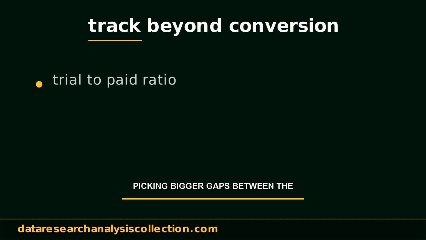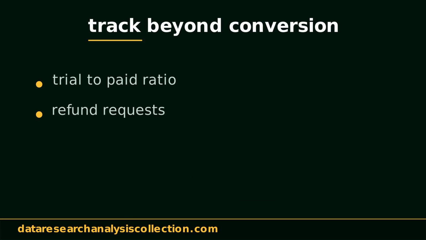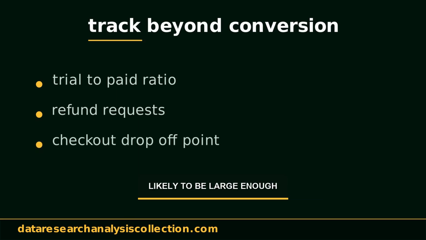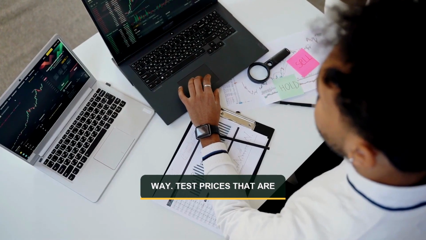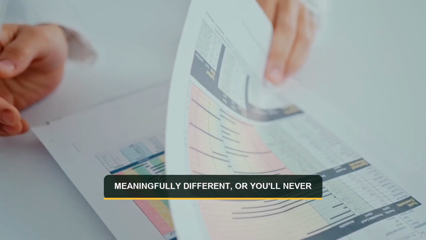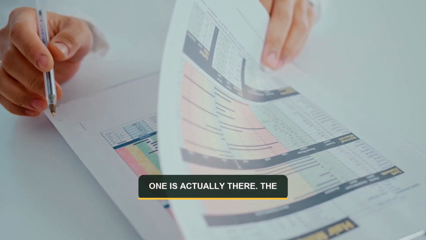The third change is picking bigger gaps between the prices you test. Detecting a $5 difference in how people behave takes a lot of data. Detecting the difference between $29 and $49 takes less, because if there's an effect at all, it's more likely to be large enough to show up above the noise. If your sample is small, don't spend it testing subtle price points next to each other, because a small gap on a small sample gives you a result that's basically indistinguishable from chance either way. Test prices that are meaningfully different, or you'll never see a signal even if one is actually there.